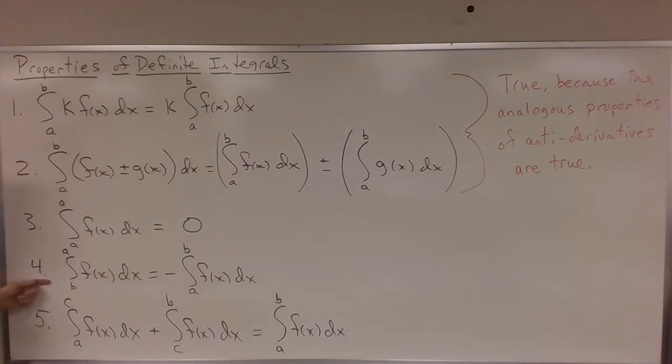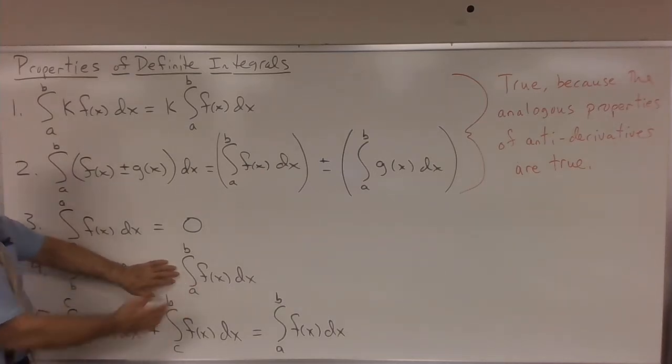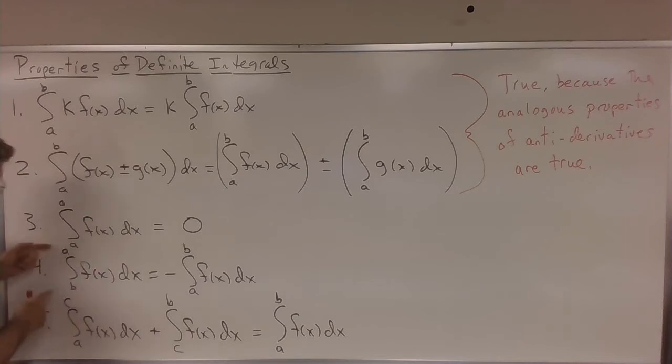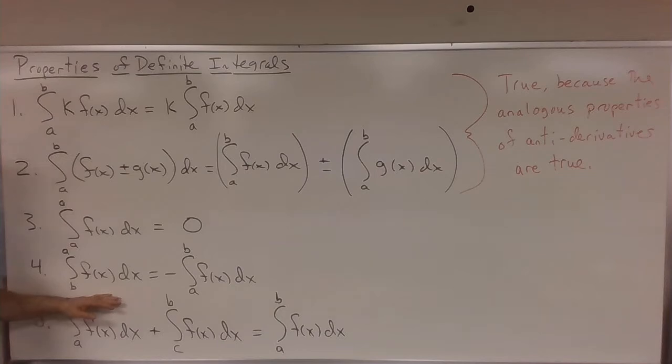Now, property number 4. What happens if we take a definite integral from a to b and we switch the limits? The upper limit becomes the lower limit. The lower limit becomes the upper limit. Property number 4 tells us that if we do that, we get the negative of the original integral. We're not going to prove that today. That's one of our final exam exercises. And that final exam will be coming out within the next 24 hours.